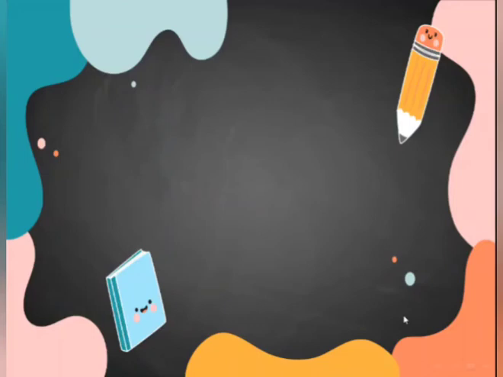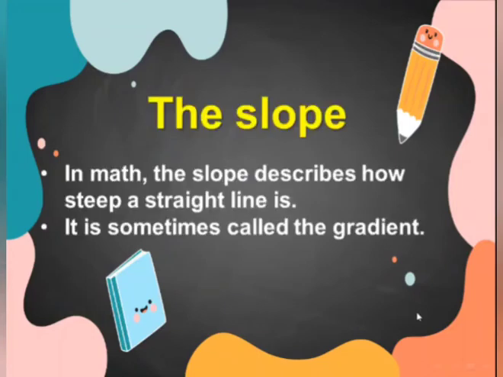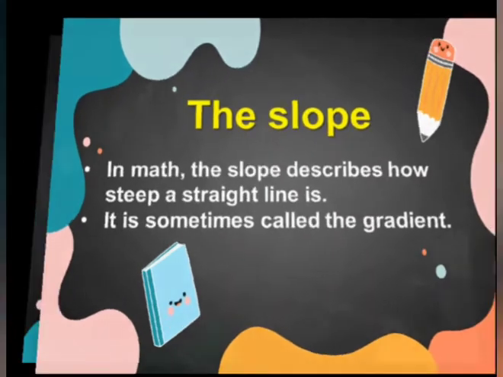Hi guys, in this video we will be talking about the meaning of a slope. In math, the slope describes how steep a straight line is, and it is sometimes called the gradient.